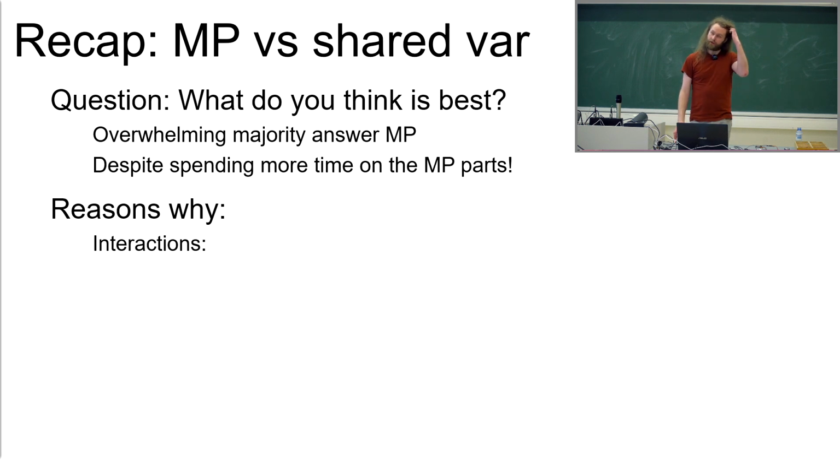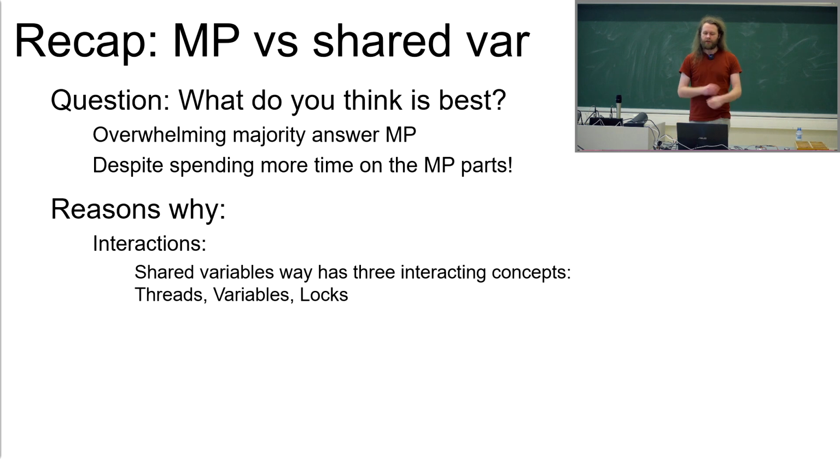The first one is on the interaction front. This is the foundation for code quality. There are three things that are interacting in the shared variables way of thinking. You have the threads, they're interacting with each other. You have the variables, the threads are interacting with the variables. The variables are interacting with the locks, because if you use a lock but don't use a variable, or use a variable and don't use a lock, then the program doesn't work. And of course, the threads need to actually lock the locks. So you have a triangle of interactions here.